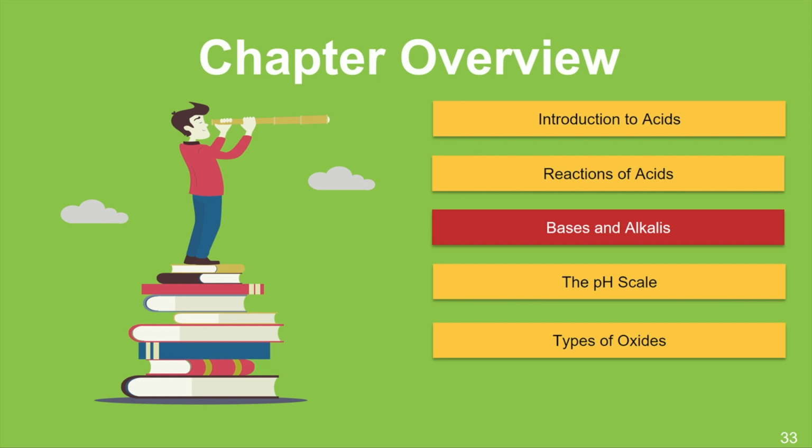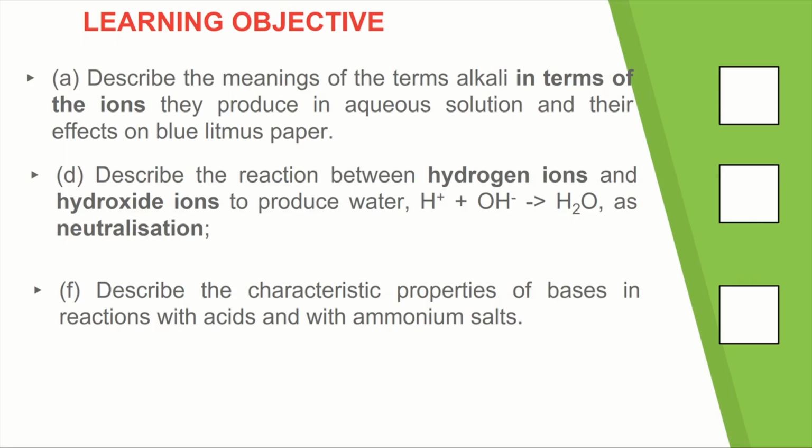Part of our lesson, we're going to take a look at bases and alkali. They are at the other end of the spectrum. Acids have pH lower than 7, and bases and alkali have pH above 7. Like acids, alkalis are everywhere.